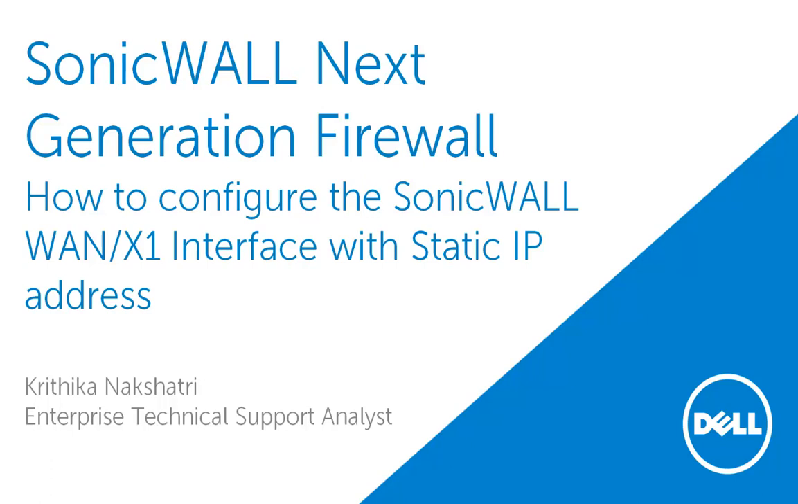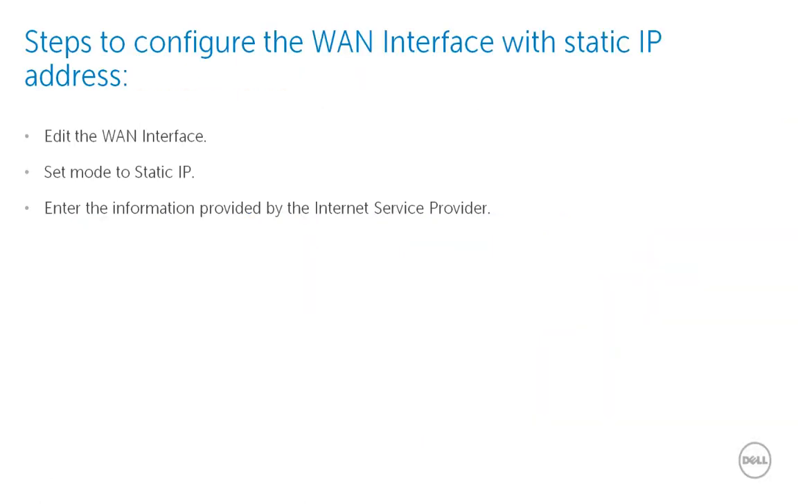Today, we will demonstrate how to configure the WAN interface of the SonicWALL or the X1 WAN interface with a static IP address. To configure the WAN interface with a static IP address, we need to first edit the WAN interface, set the mode to static IP, and then enter the information provided by the Internet Service Provider.